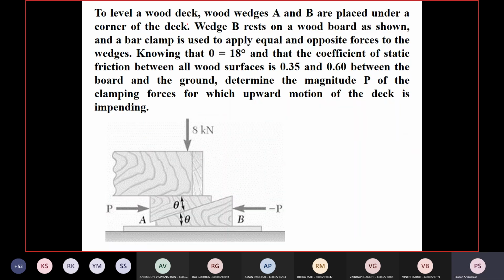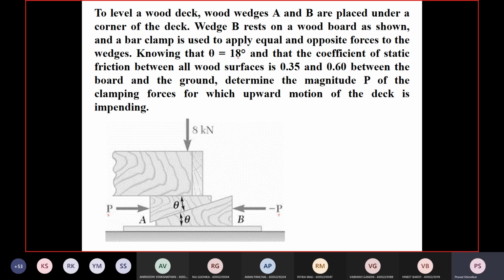To level a wood deck, wood wedges A and B are placed under the corner of the deck. A and B are two wedges. The wedge B rests on the wood board as shown, and a bar clamp is used to apply equal and opposite forces to the wedges. So these are equal and opposite forces, P and minus P.